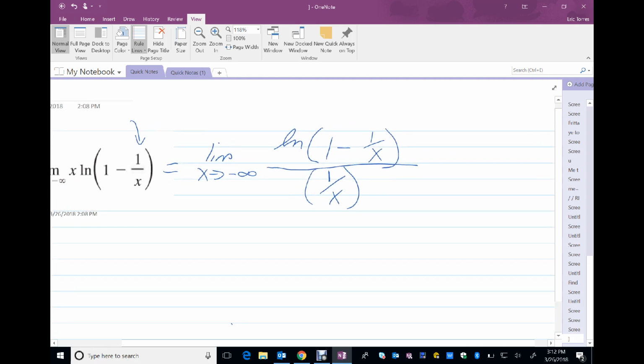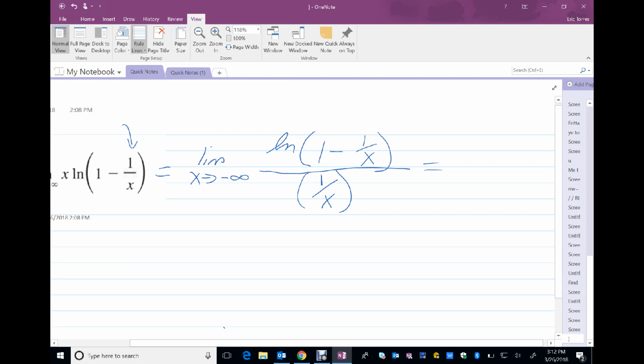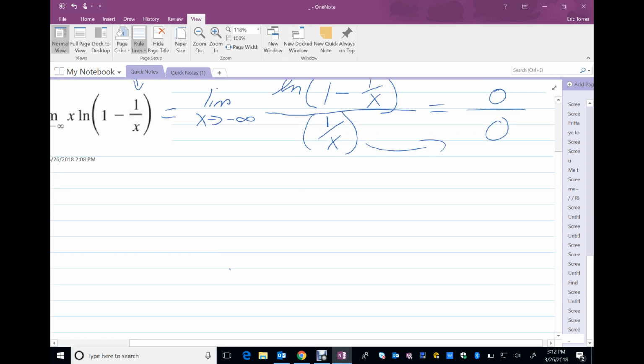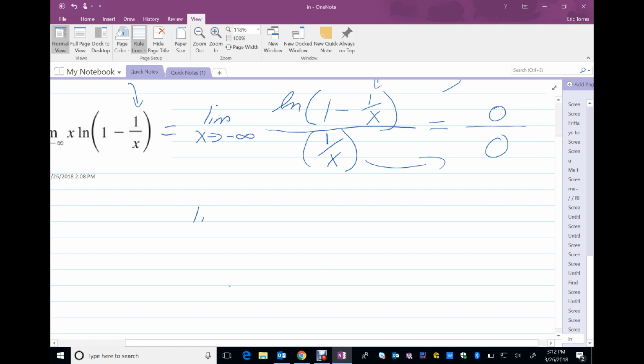Now I have the indeterminate form of 0 over 0. Because, again, as x goes to negative infinity, this goes to 0. 1 minus 0 is 1. The ln of 1 is 0. And on the bottom, as x goes to negative infinity, this goes to 0. So L'Hopital's rule applies. I will now take the derivative of the top and the bottom separately.